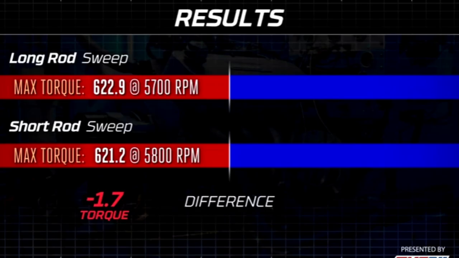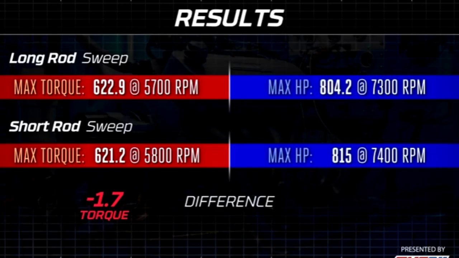That's a wash. But then you look at the horsepower, and we used to make 804 at 7,300 with the long rod, and the short rod made 815 at 7,400, which is, again, 100 RPM higher than what we saw with the long rod. So that is like the opposite of what you generally hear about long versus short rod.